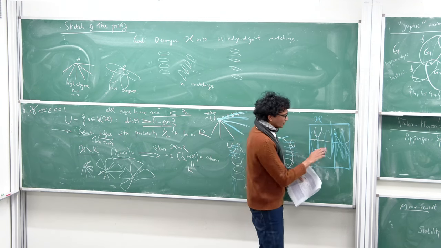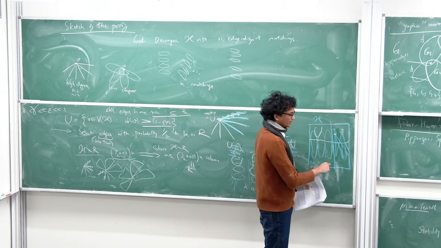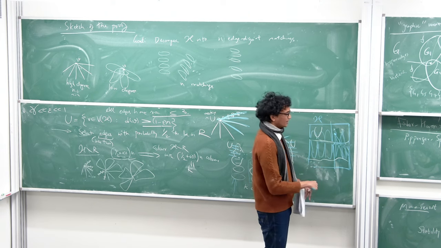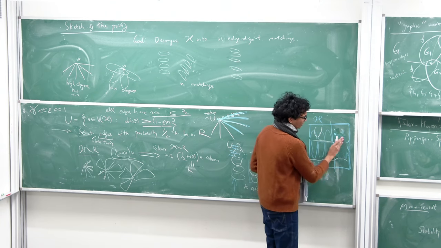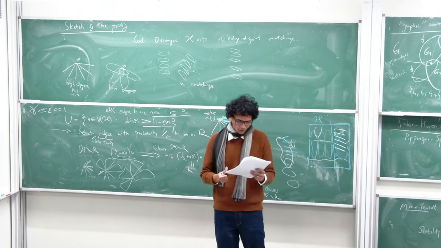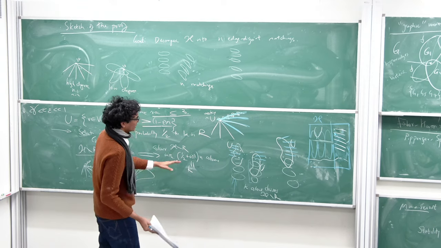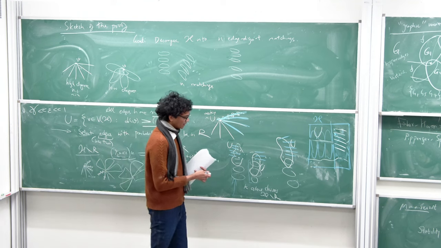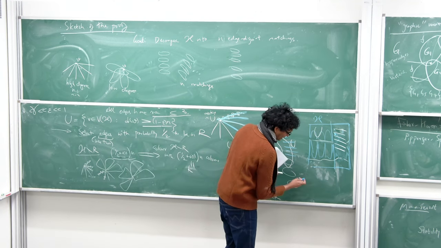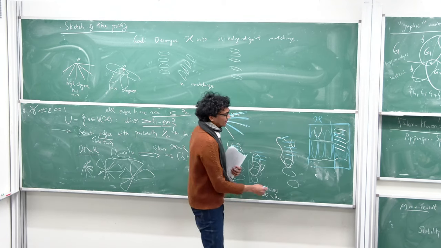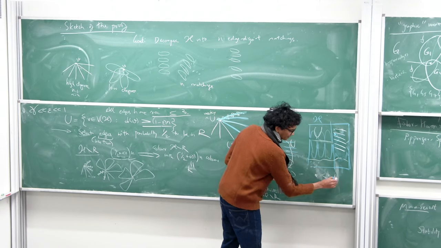But it's not so simple, because maybe U is very large. Maybe U is like this. In that case, what we need to do is find the matching inside U itself. But we can do that. Anyway, so that's how we extend these matchings. And what's good about this is that after we extend these matchings, any vertex now has max degree less than n minus k.